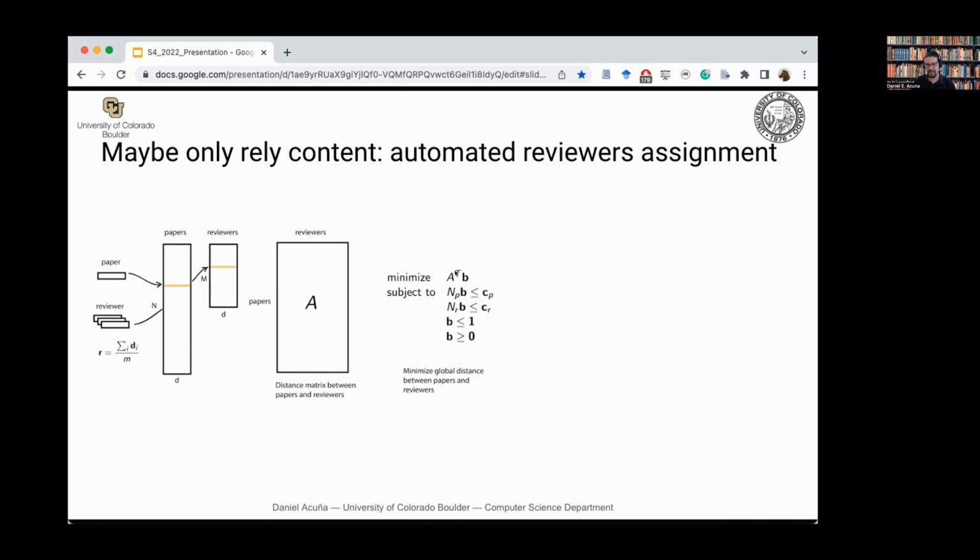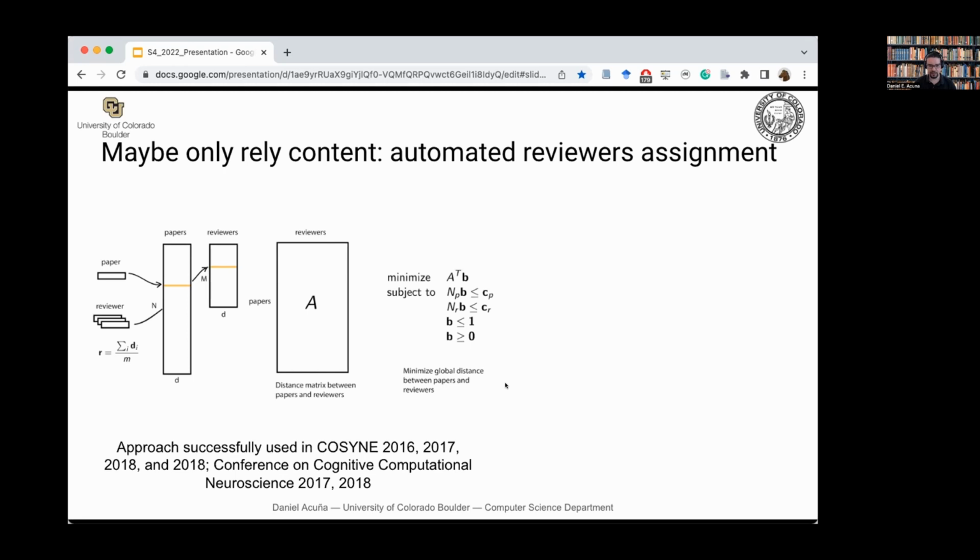But as he mentioned in his presentation, there are some problems. But anyways, we proposed this. We did something like this so that we avoid using author-suggested reviewers or author-opposed reviewers. And we've been using this system for many neuroscience conferences with a lot of success.